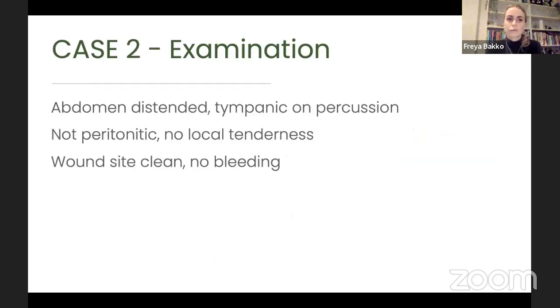You should do a quick abdominal examination. You can see that his abdomen is distended and on percussion it's tympanic. However, he's not peritonitic, and there's some mild, widespread tenderness, but no local tenderness, no lumps felt. The wound site post-operatively is clean and you can't see any discharge or redness or bleeding.